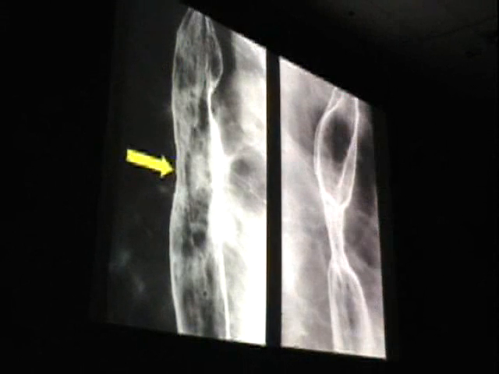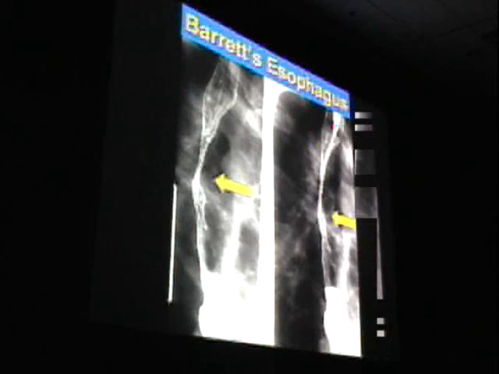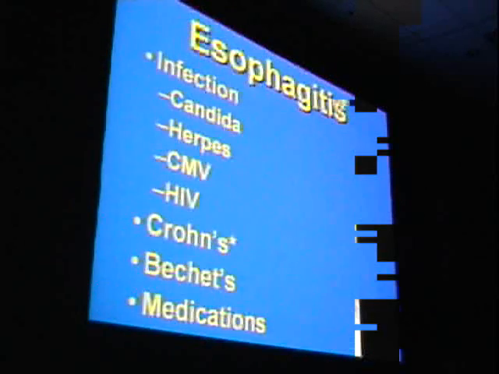It can look very peculiar like this. Here's an area of metaplasia in the mid-esophagus, and whenever we see this, we have to say, gee, this could be Barrett's. Let's give this patient an endoscope right away. Another case of Barrett's. Again, mid-esophageal stricture, Barrett's has to be high on the differential.